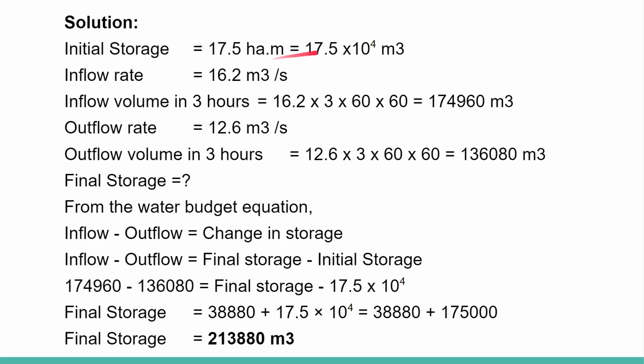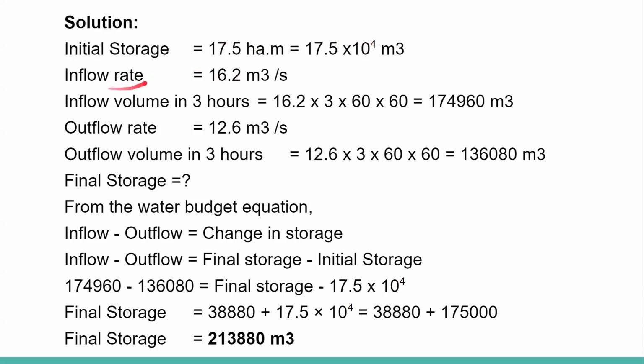We will first convert it into meter cube because that is what all the rate units are given in. So converting this hectometer into meter cube, you will multiply it with 10 to the power 4, because 1 hectare is equal to 10 to the power 4 meter square. Now we have got the storage volume 17.5 into 10 to the power 4 meter cube.